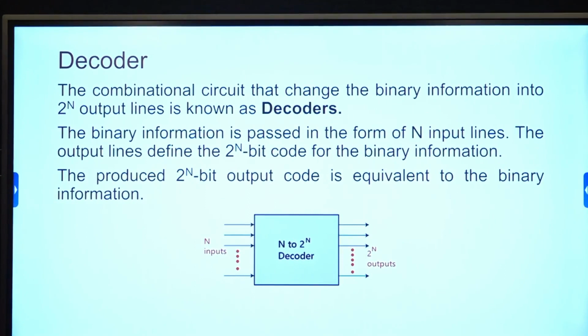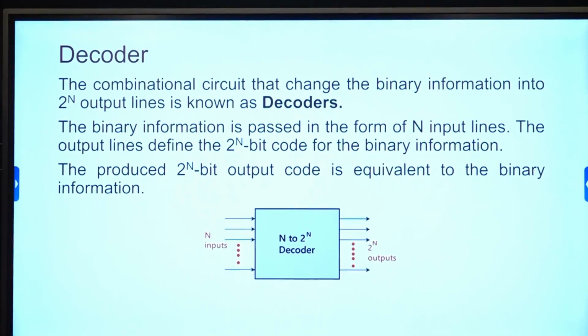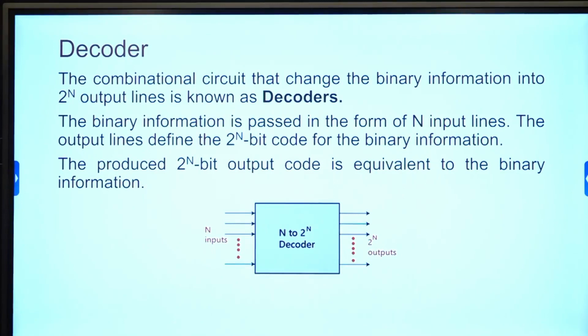A decoder is basically a combinational logic circuit that changes the binary information into 2 to the power of n output lines. That is, if we take n inputs, we would be producing 2 power n output lines using this combinational logic circuit, which is called a decoder. The binary information that we want to pass, we pass as n input lines, and depending upon these n input lines we produce a 2 to the power of n bit binary code, which is equivalent to that particular binary information.